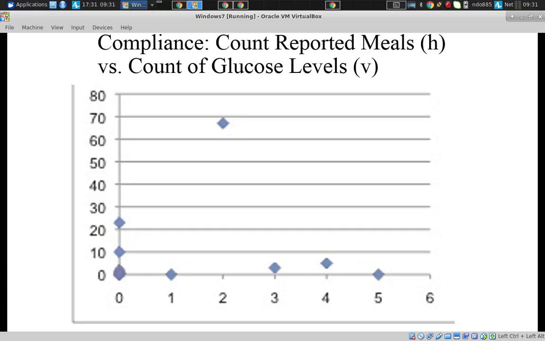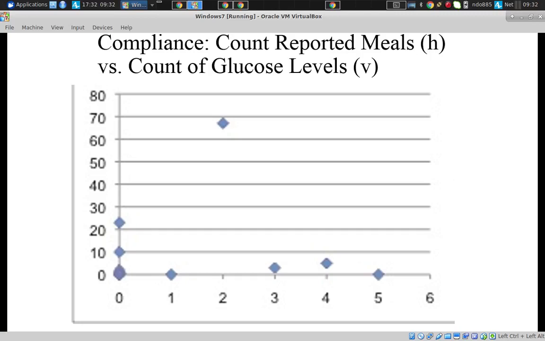We'll create scatter plots for different modes of contribution. So this is one study that we ran with meals that people were reporting and count of blood glucose levels that they were reporting with a spot blood glucometer.